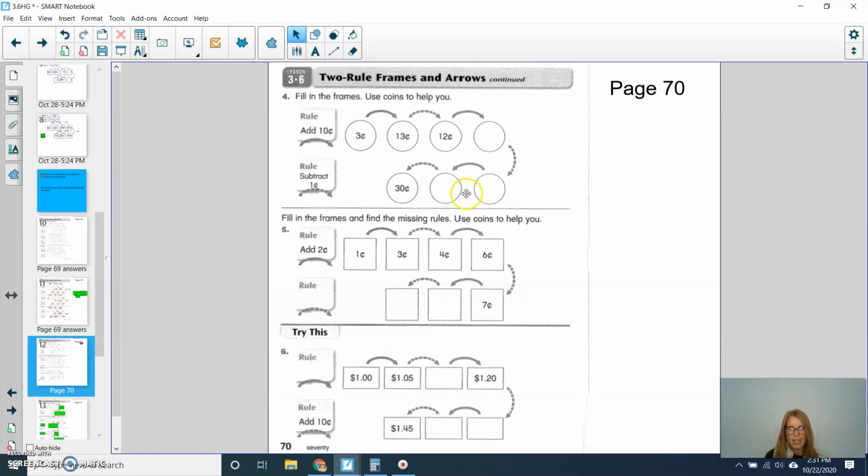We're going to try a few more problems like this on page 70. So same thing on page 70. Question number 4, you're either going to add 10 or subtract 1. But then look at number 5 and number 6. They have one of the rules, but then you need to figure out what the other rule is. So you need to look at those numbers next to it to figure out what they are doing in order to get there. Let's have you try to complete as much of this page on your own as you can, and then press play when you're ready to check your answers. Press pause now.